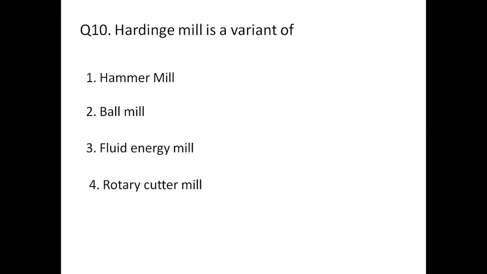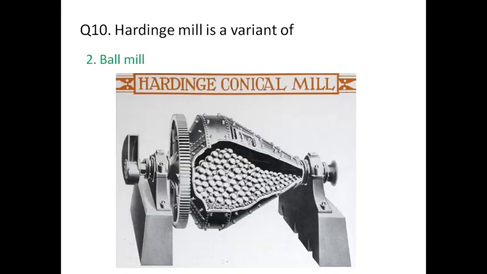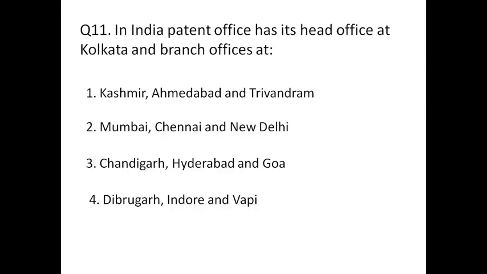Question number 10. Hard-hinge mill is a variant of hammer mill, ball mill, fluid energy mill, or rotary cutter mill. This hard-hinge mill, its instrument is similar to that of ball mill. So the right answer is ball mill.